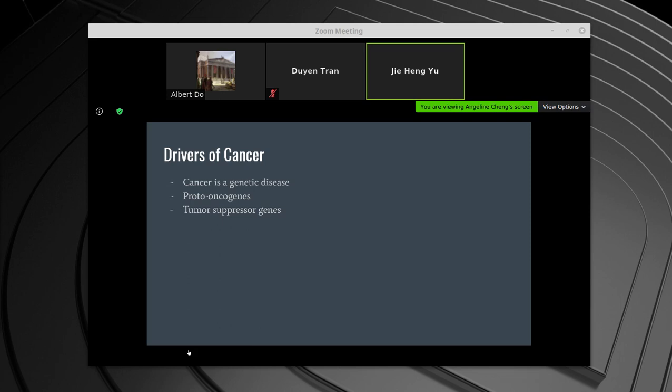And these proto-oncogenes have an antagonist, and these are called the tumor suppressor genes. And they function to prevent mutations from happening by repairing DNA, or they order the cell to commit suicide if it thinks the cell is beyond repair.